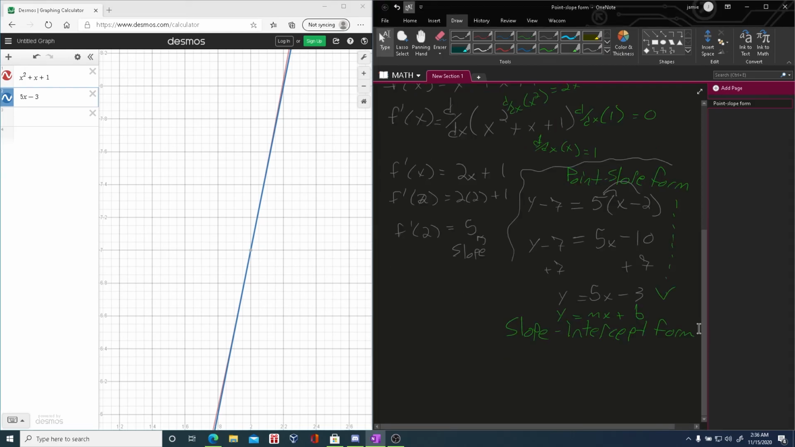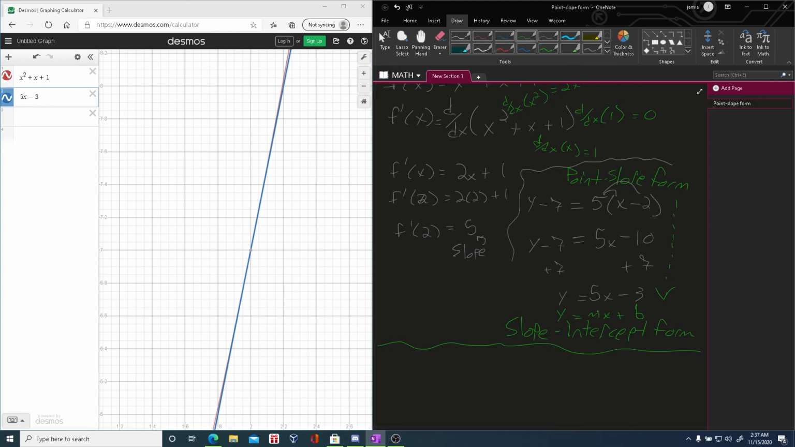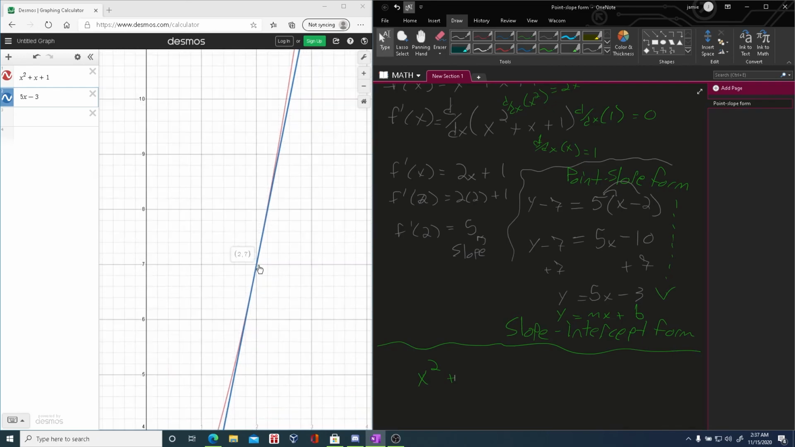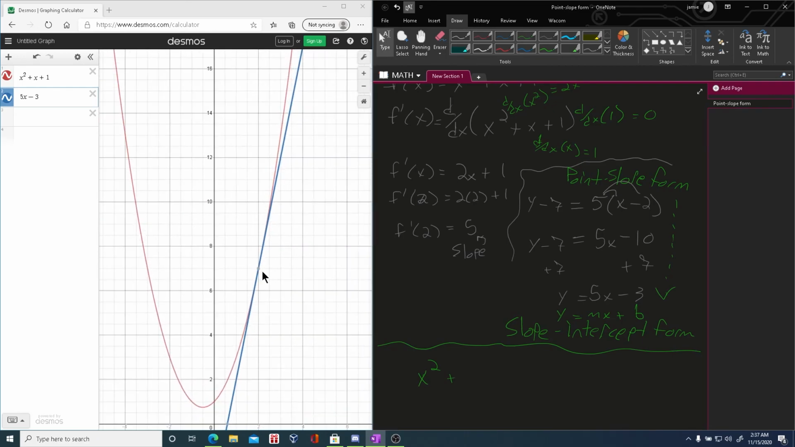You could do that simply by setting them equal to each other and solving, and you would see rather quickly that it only comes down to one possible value, which would just be the x value where they touch, and it would just be 2. So let's say I wanted to find where these two touch without Desmos, just to reassure myself that it is the correct tangent line.